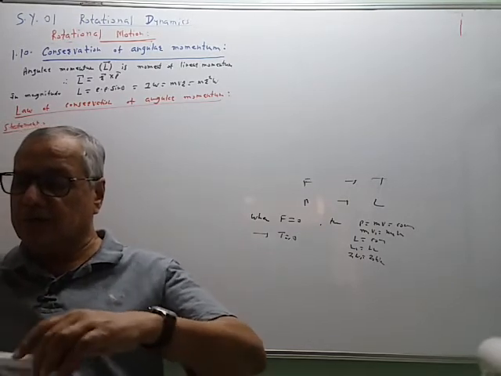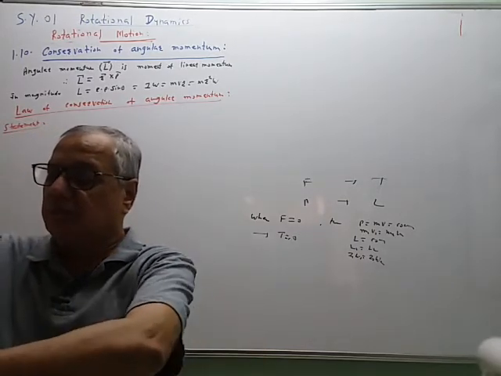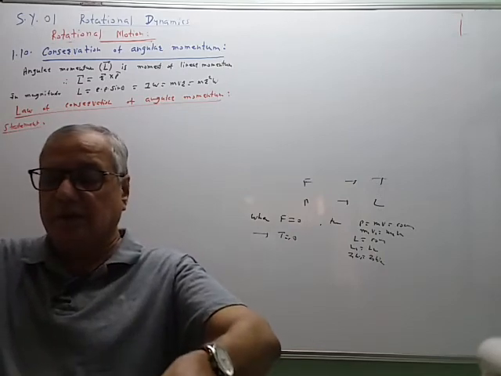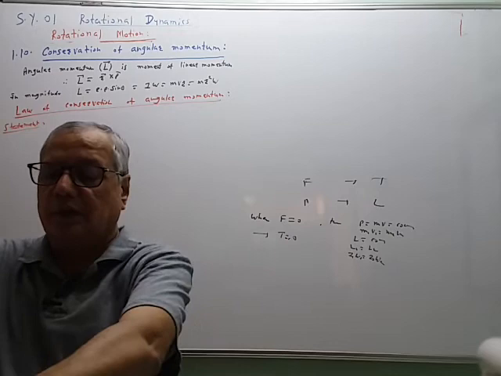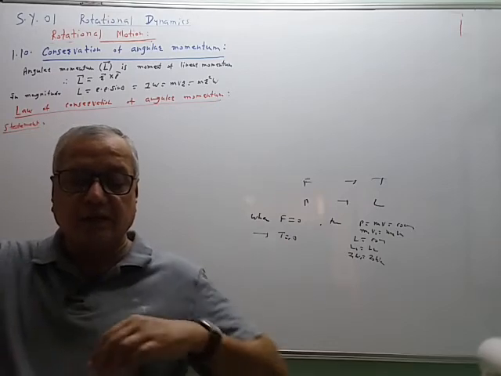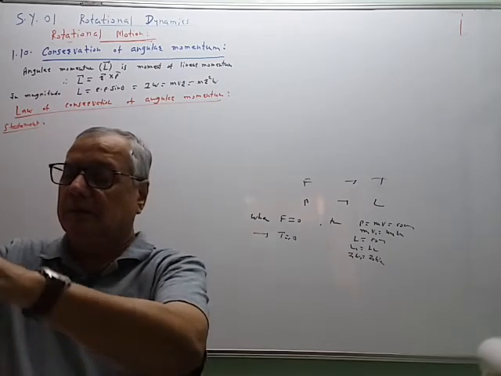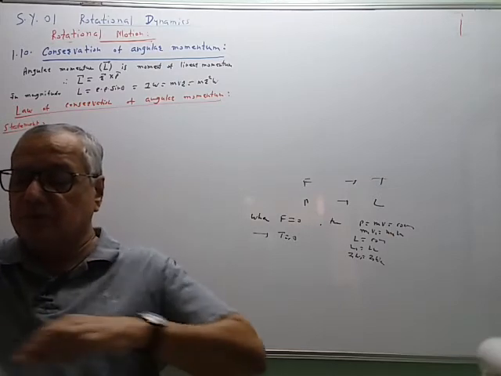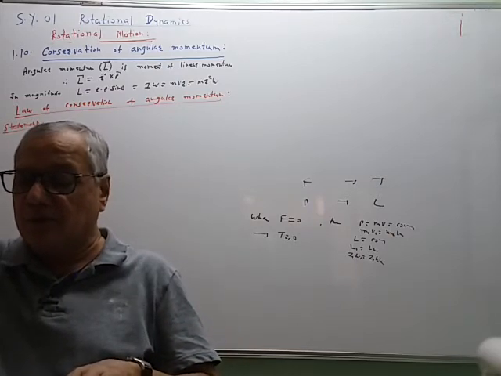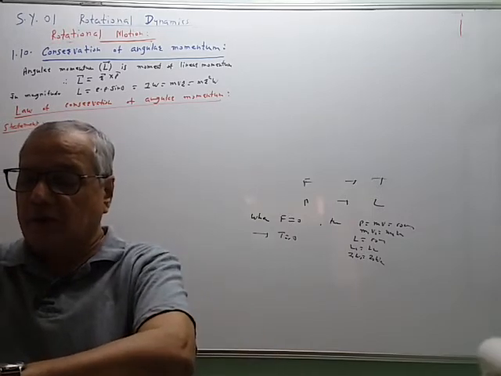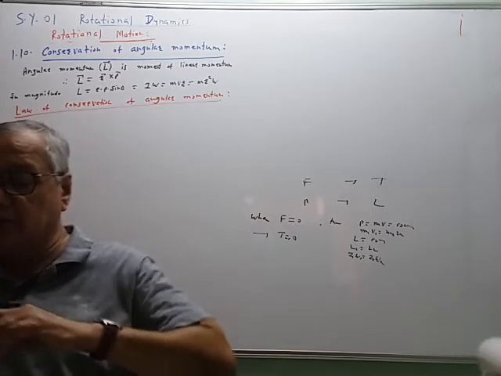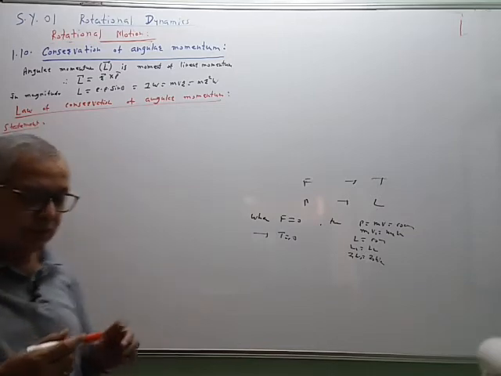So the statement of the law of conservation of angular momentum can be given like this. If no external unbalanced torque is acting, then the angular momentum of the body remains constant. If the external torque acting on the body is 0, then angular momentum of the body is conserved.